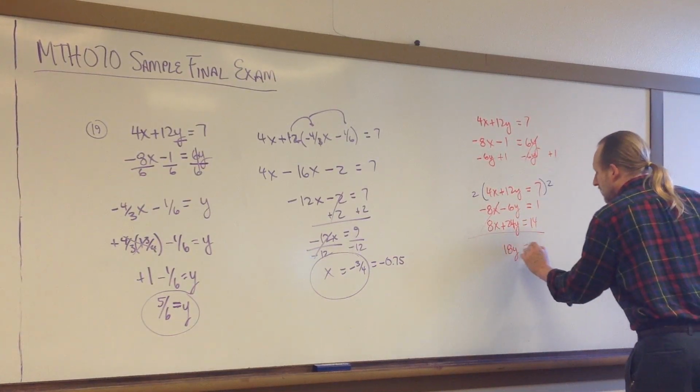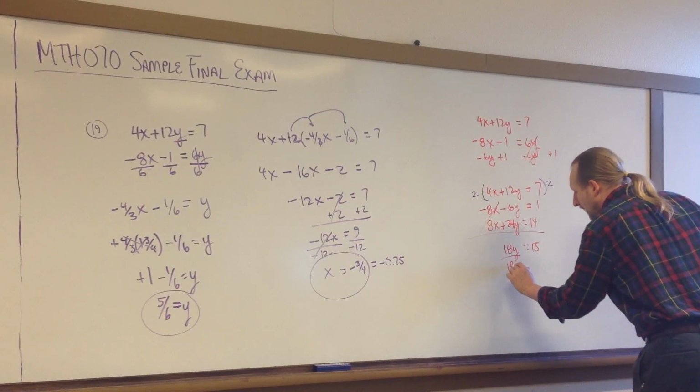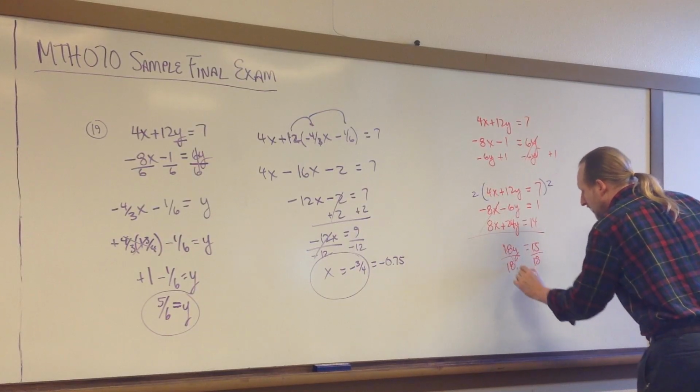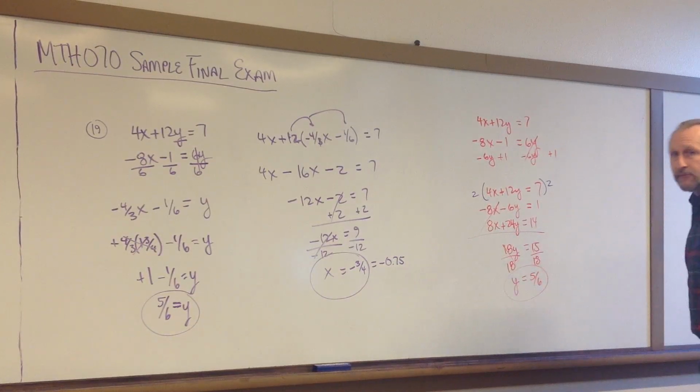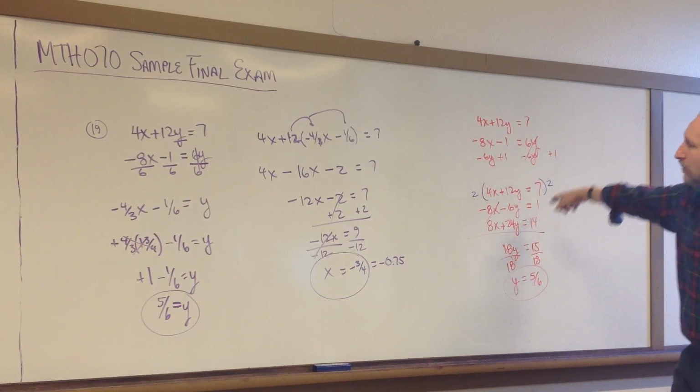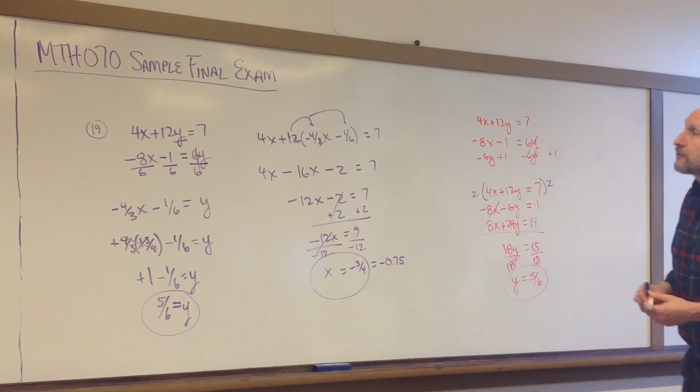Equals 15. Divide on both sides by 18. And y is, if we reduce that fraction, 5/6. Plug it back in somewhere, and you'll get x equals -3/4.